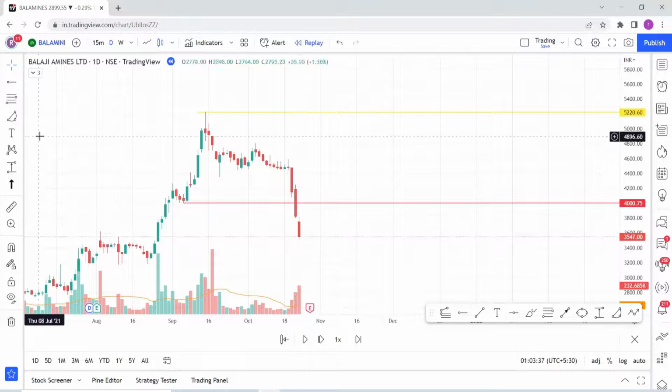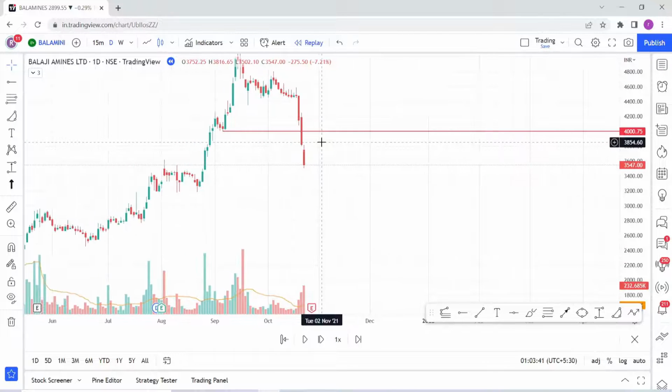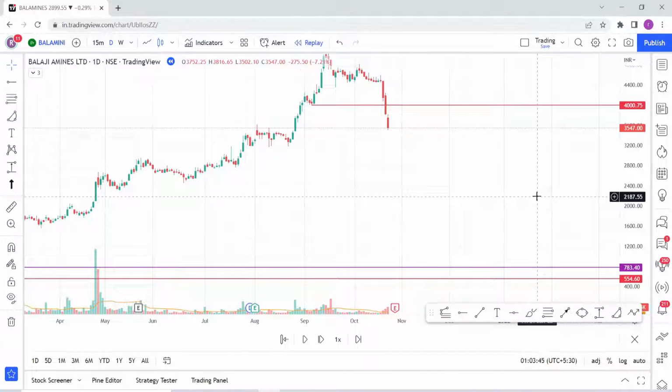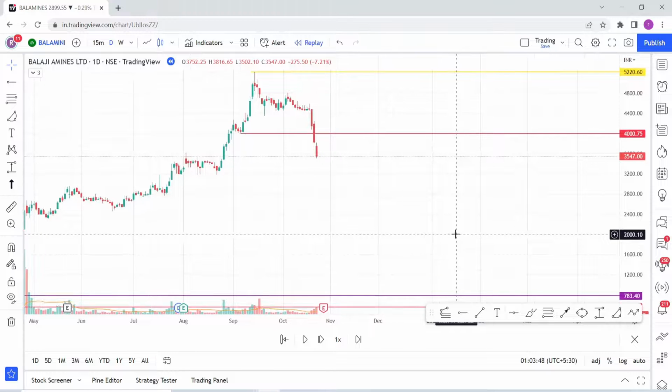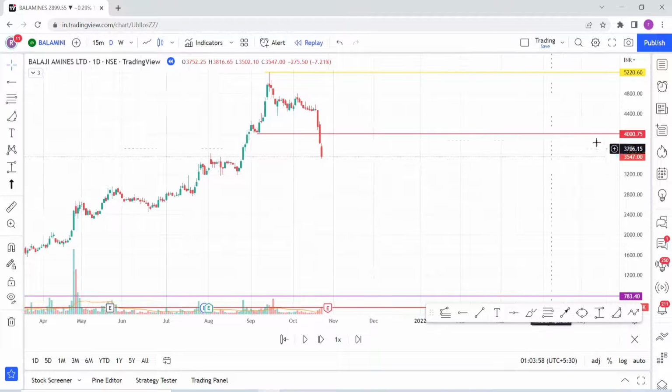So this is how we need to be disciplined. Whenever a breakdown happens, we definitely have to come out, because that is a change in structure. It is not that we should be emotionally sticking to the stock because it has given good returns. There is no guarantee that it would give good returns in future as well. So when the structure changes, we definitely have to come out of the stock.